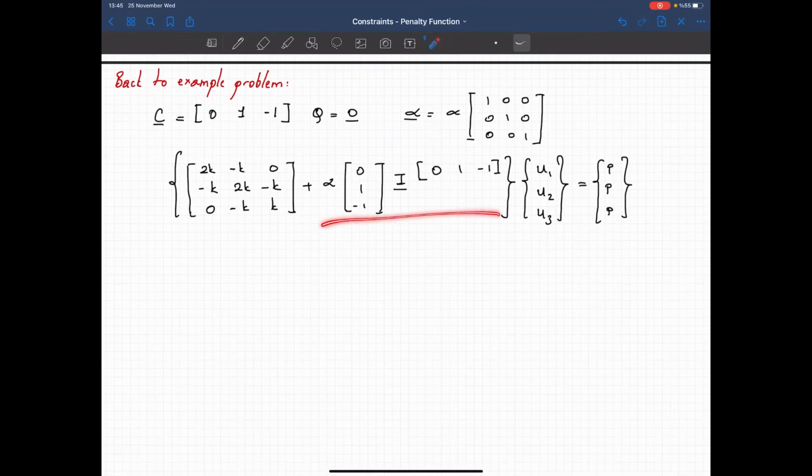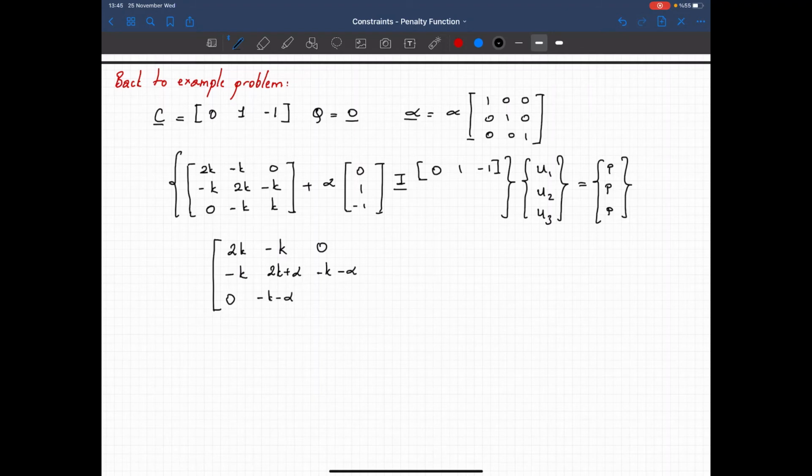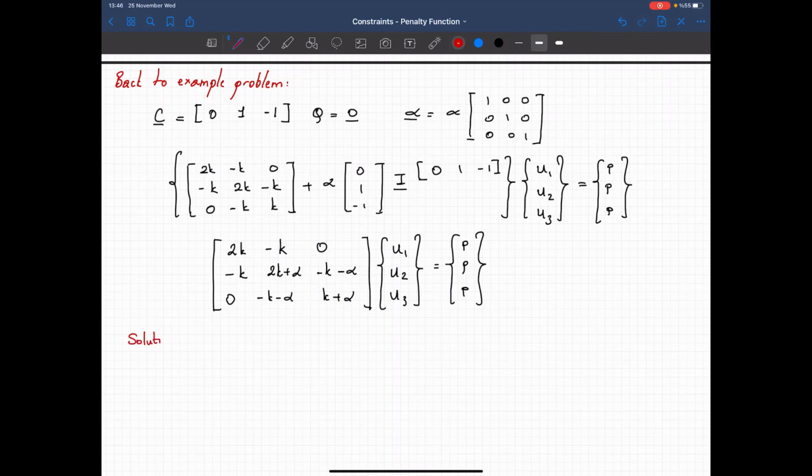When you perform this operation and add it with the stiffness matrix, our new stiffness matrix will have the following form: 2k minus k, 0, minus k, 2k plus alpha, minus k minus alpha, 0, minus k minus alpha, and k plus alpha, multiplied by u1, u2 and u3, that's equal to P, P and P. Okay, and if you solve this system of equations, this is what I obtain.